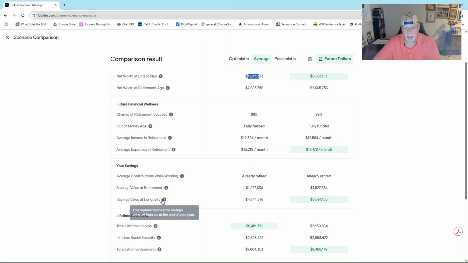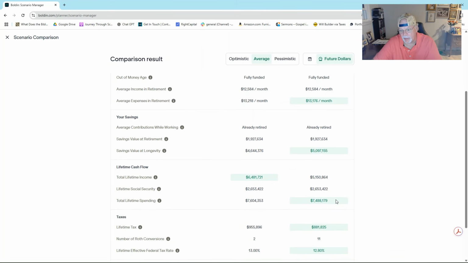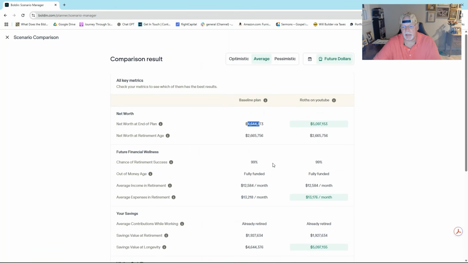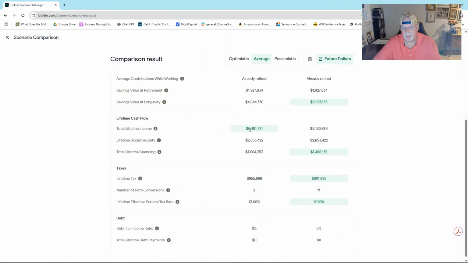Savings value at longevity. This represents the total savings account. Okay, so I have more. Not quite sure why that is, but sometimes you've got to just trust it. Total life income. I guess it's interesting that in my baseline plan, my total life income is more, but my total lifetime spending is higher.